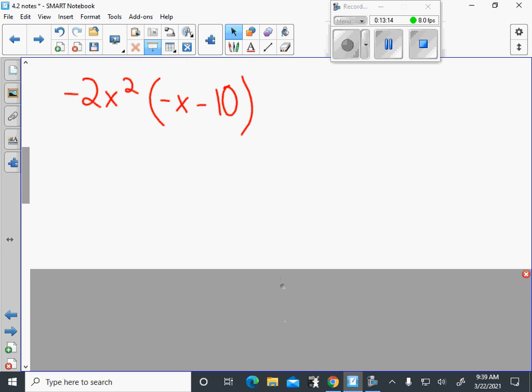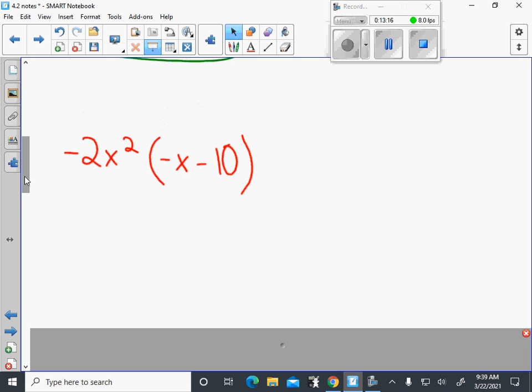Let's try this one. We have a negative. That shouldn't bother us too much, right? We have to distribute. Negative 2x squared times negative x. Well, we could say this is like negative 1x to the first power, right? What's negative 2 times negative 1? It's positive 2. And then we have x squared and x to the first. It's x to the third.